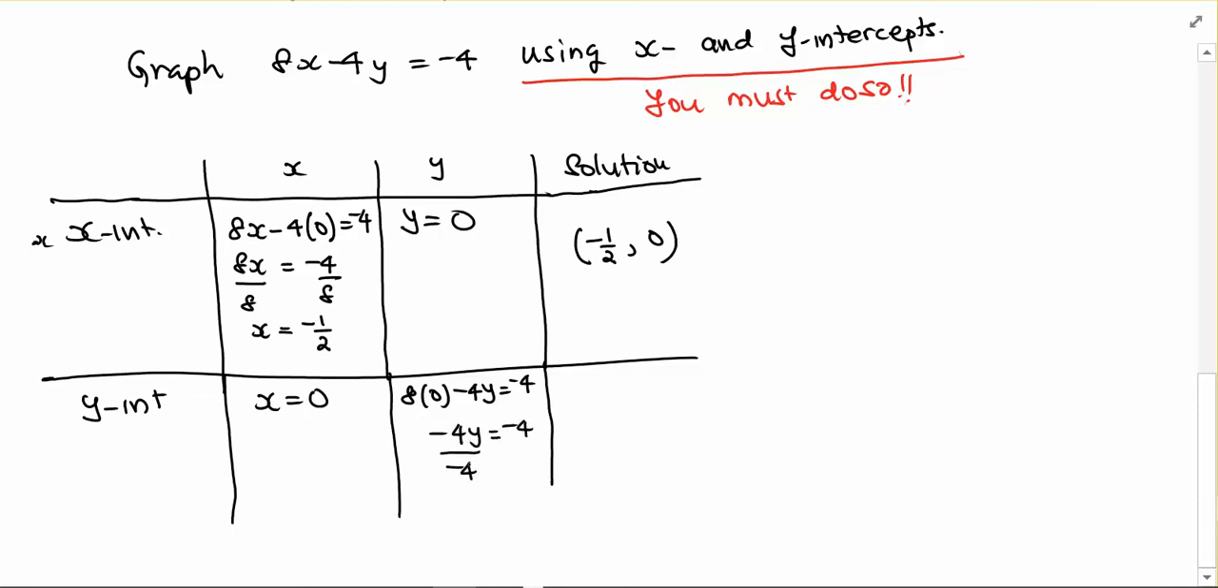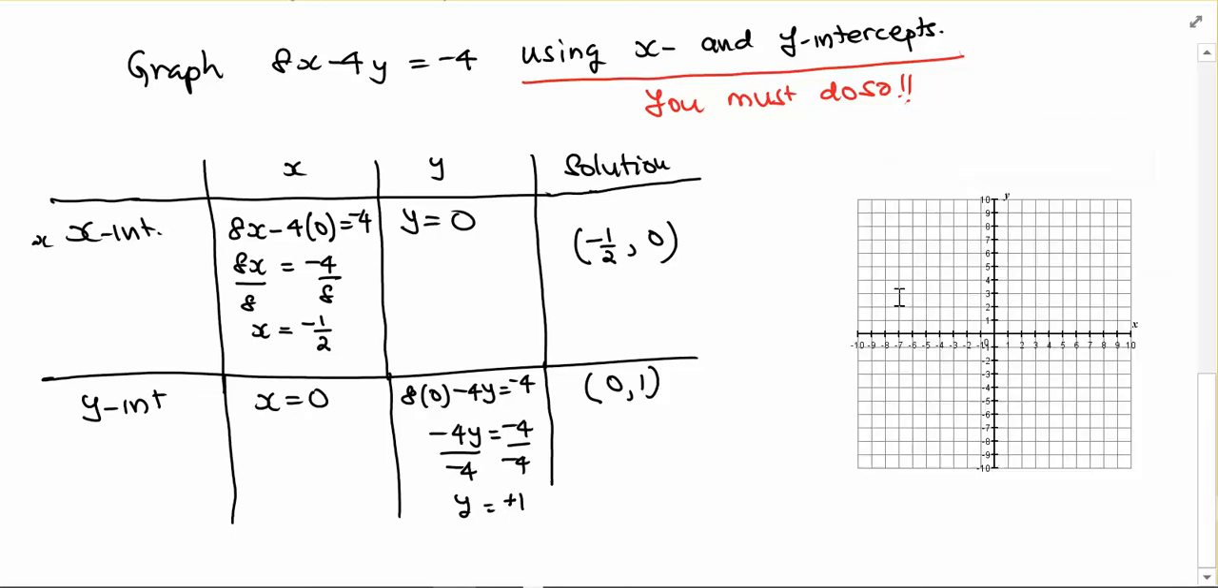Divide both sides by minus 4. Y is equal to positive 1. So now I have a point 0, 1. So I've got 2 points, and that's really all I need to draw my graph. So let's see if I can draw it.